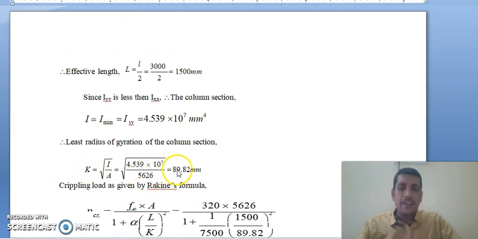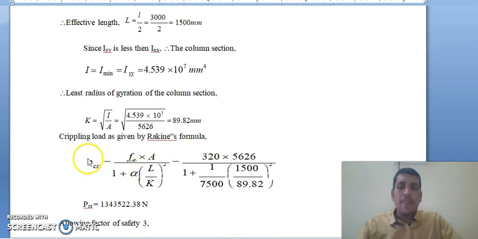So you'll be getting the value of radius of gyration 89.82 mm. So the crippling load as given by Rankine's formula, P critical equals Fc into A divided by 1 plus alpha L divided by K whole square. Substitute the value: Fc allowable stress equal to 320 Newton per mm square, area which is given in the problem 5626, 1 plus alpha for steel which is given in the problem 1/7500, length for the fixed end is 1500 mm, and K we have calculated using the least moment of inertia, 89.82 whole square.